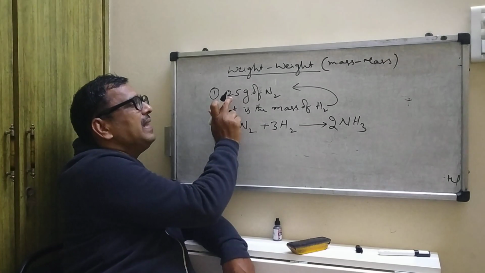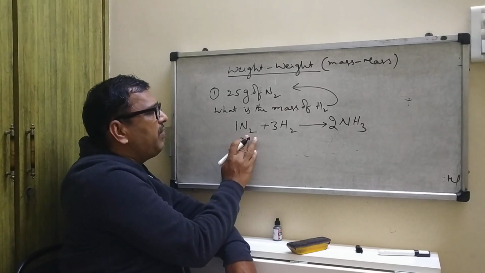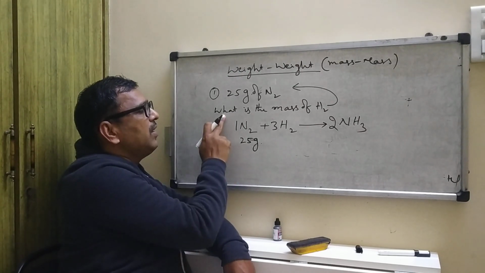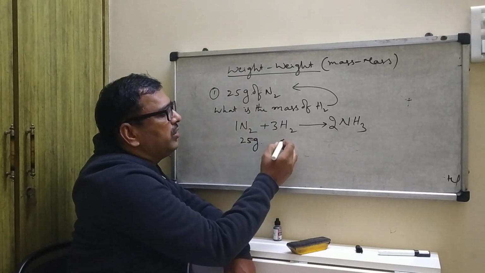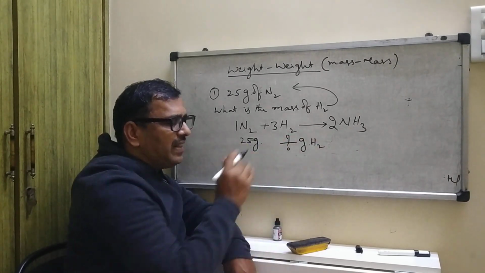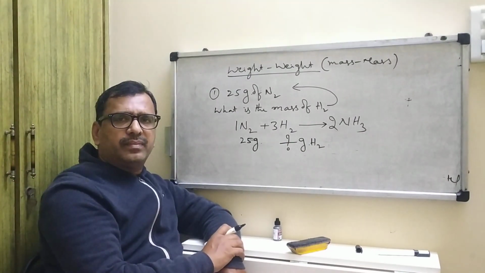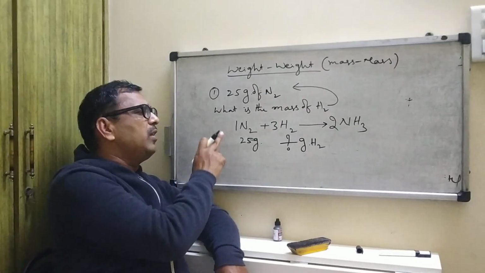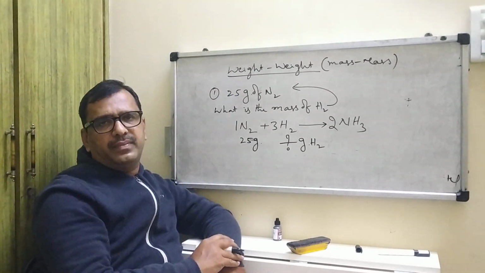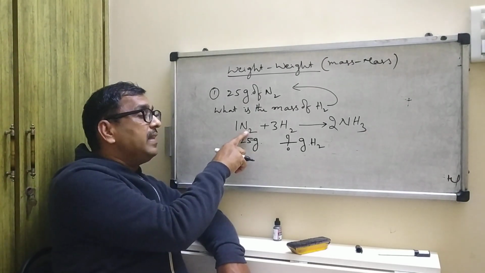Now the given information is 25 grams of nitrogen. What is the mass of hydrogen? How many grams of hydrogen are needed? From this equation you know one thing only: 1 mole reacts with 3 moles. You can do it by 2 methods. Direct relation, this is in grams, so you have to convert this into grams.